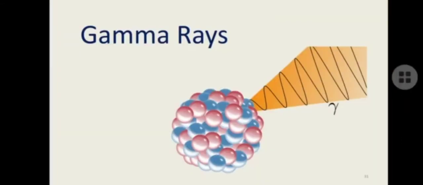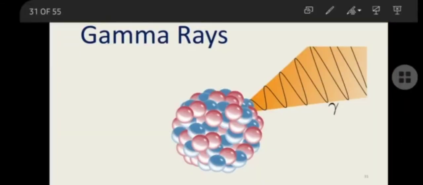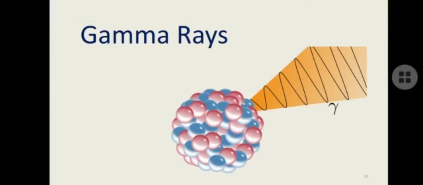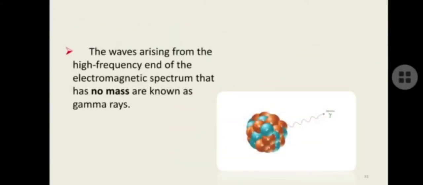Gamma rays. A gamma ray is a penetrating form of electromagnetic radiation arising from the radioactive decay of atomic nuclei. It consists of the shortest wavelength electromagnetic wave and so imparts the highest photon energy. They are waves arising from the high frequency end of the electromagnetic spectrum and have no mass.